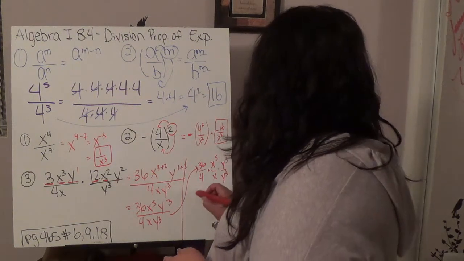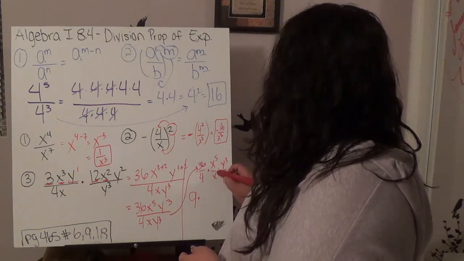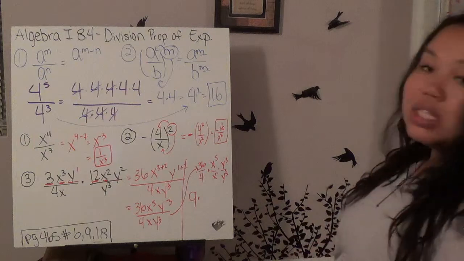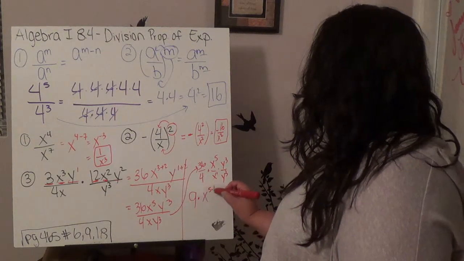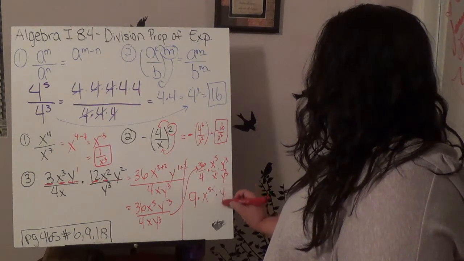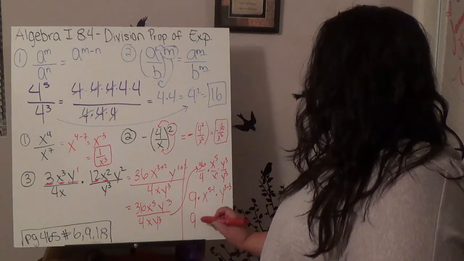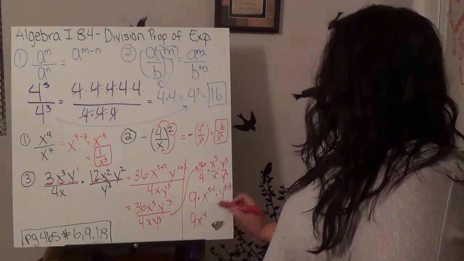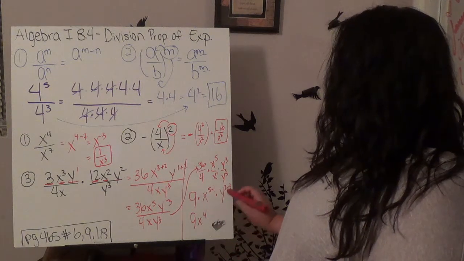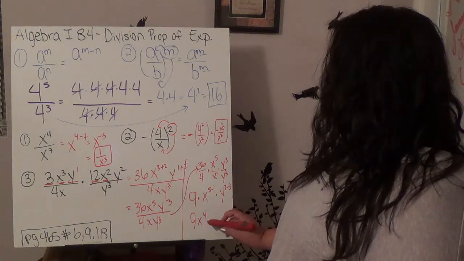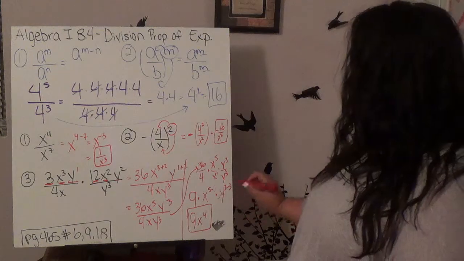This gives me 9 times x to the 5th over x. When I divide with the same base, I subtract. So I end up with x to the 5 minus 1, and with y, 3 minus 3. The 9 comes down, and 5 minus 1 is x to the 4th. 3 minus 3 is 0, so y to the power of 0 is the same thing as just 1, and 1 times 9 is 9. So my answer is 9x to the 4th, because this cancels out.